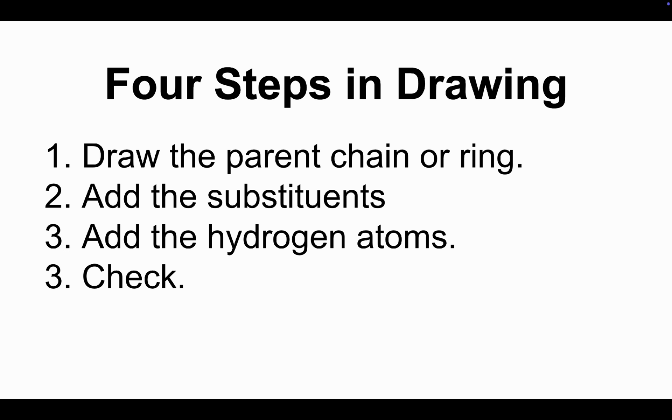Now we're going to practice drawing alkanes and cycloalkanes. This one is very simple, to be honest. You just have to follow again 4 steps. Number 1 is to draw the parent chain or ring if you have a cycloalkane. Number 2 is to add the substituents. Number 3 is to add the hydrogen atoms. And number 4, wait, that's wrong. Number 4 is to check for accuracy.